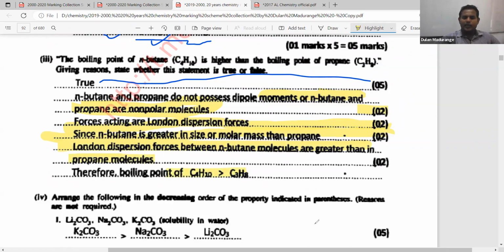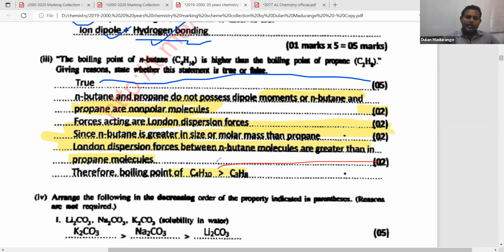So see whether each point is there. Saying the boiling point is higher gets 2 marks. Having greater molar mass, molar mass is increased, right? So they have London dispersion forces, right? Both are non-polar molecules. Marks are given for this. So saying non-polar gets 5 marks, saying London forces gets 2 marks, saying molar mass is higher gets 2 marks.